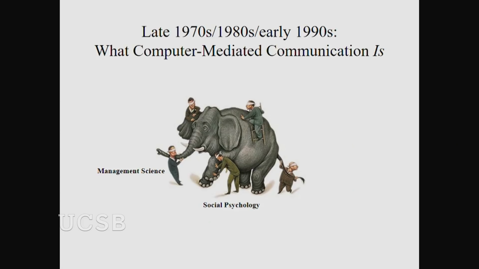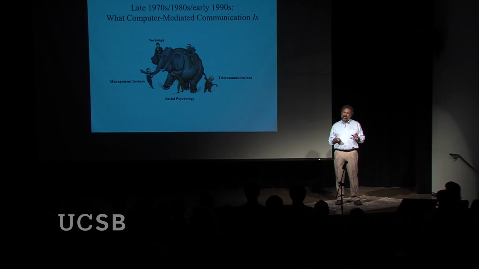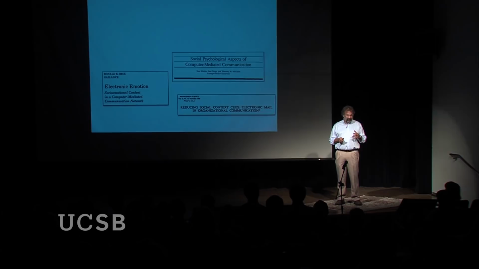Some of the original research came out of the field of management science, which looked at things from a certain perspective, and other research came from social psychology. The field of telecommunications weighed in on the question also, as well as the field of sociology. The dominant thinking, the major theoretical frameworks that came out at that time, really gathered around a label called social presence theory.